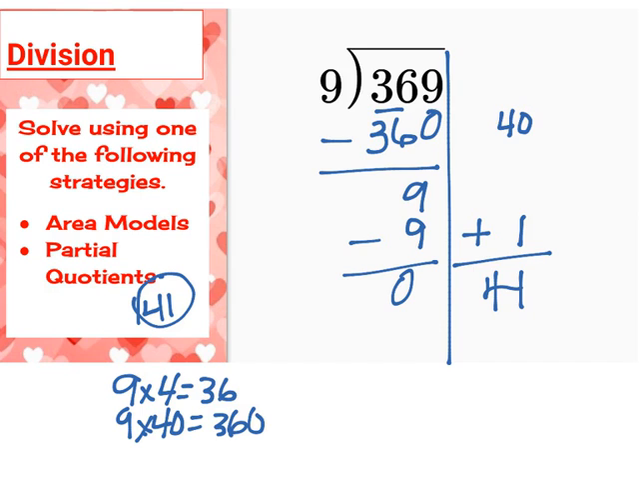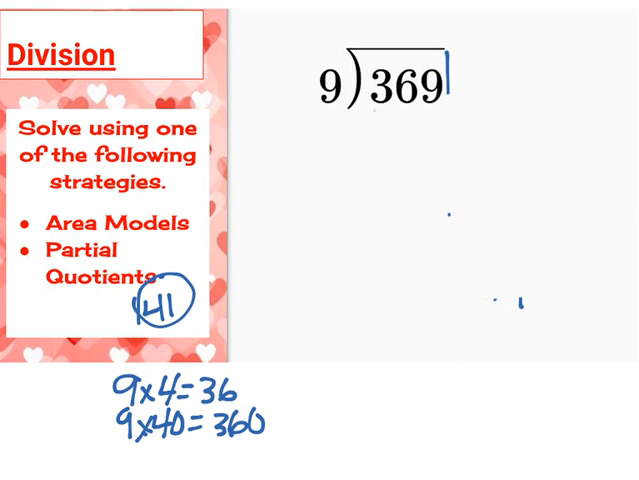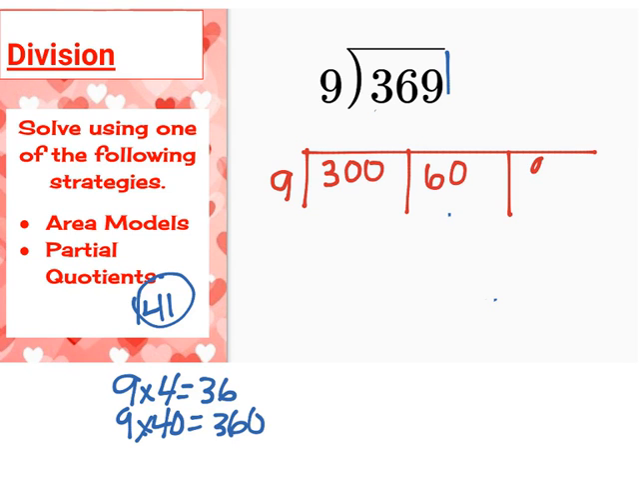quotients. Now, I'm going to have to erase to make room for my area model. Just not enough room on the screen. Okay, so we have 9. We have 369. Okay, if I'm looking at 9 times 4, I get 36.